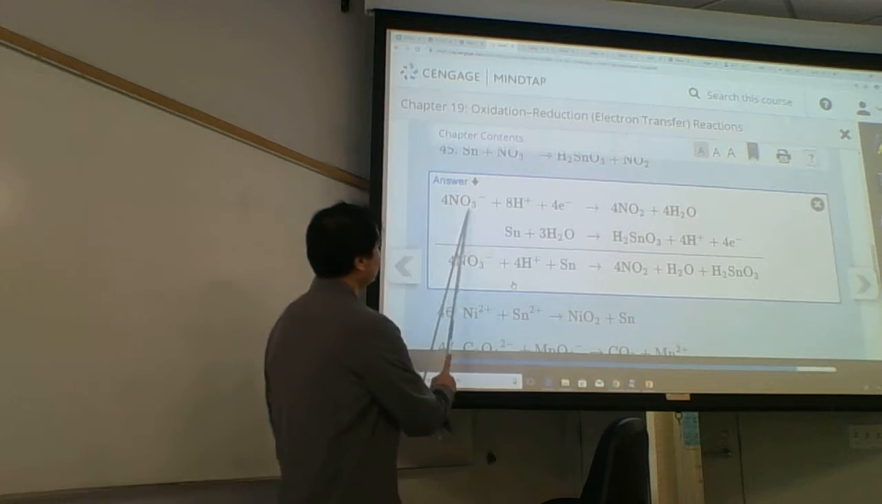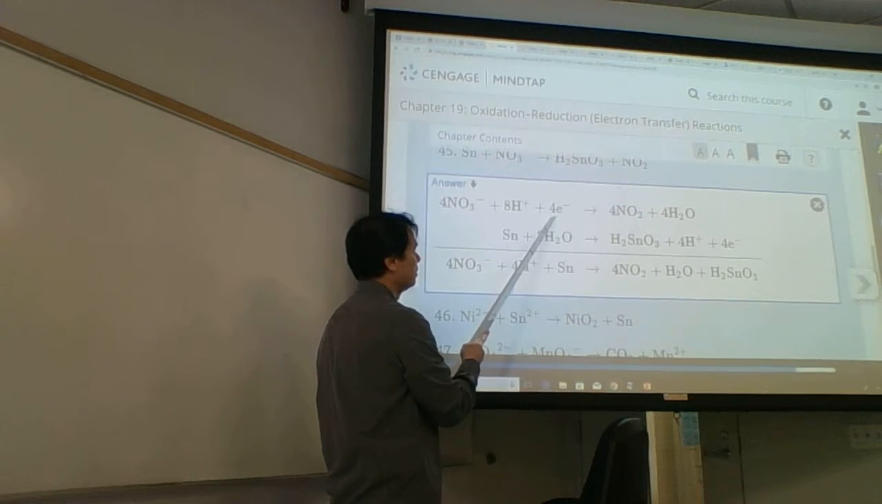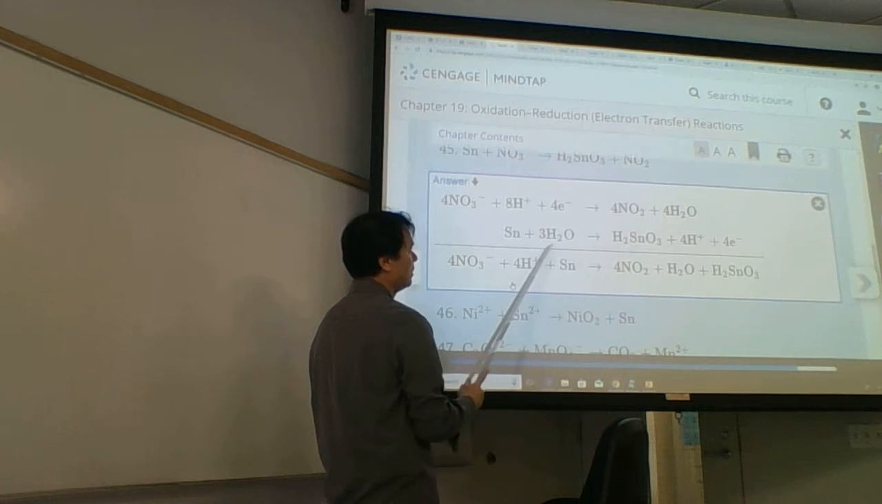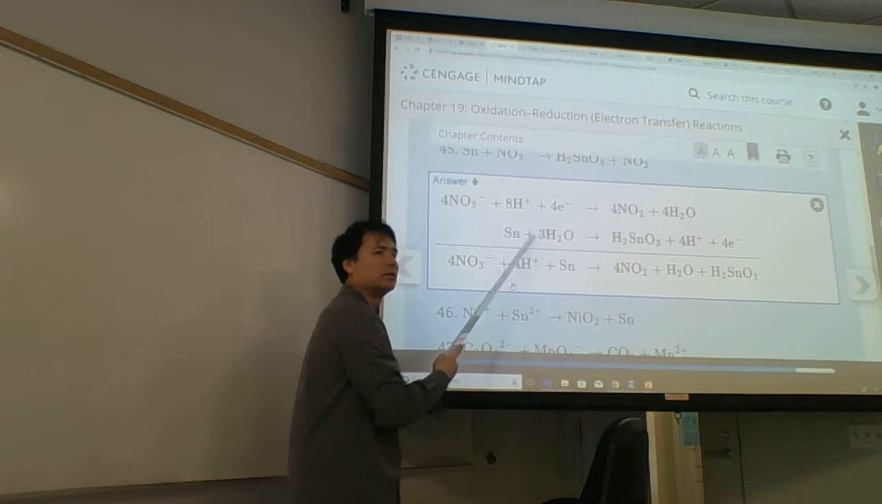And so this is the half reaction for nitrate goes to NO2. We add the waters, we add the H+, and we add the electrons. For tin, it goes to this. We add the waters, we add the H+, we add the electrons. Then add them together.